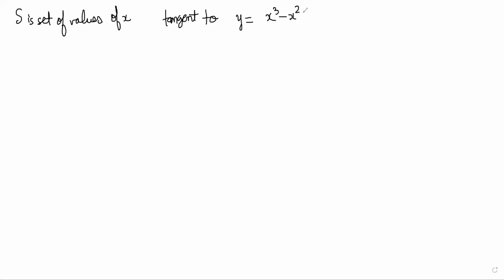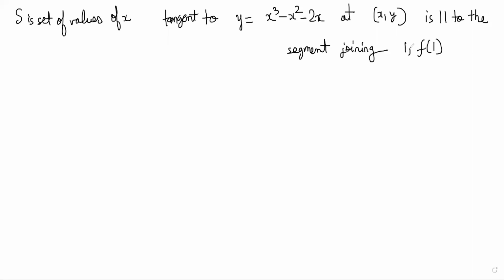Let S be the set of values of x for which the tangent to y is equal to x cube minus x square minus 2x at x comma y is parallel to the segment joining the points 1 comma f of 1 and minus 1 comma f of minus 1. Then S is equal to what?